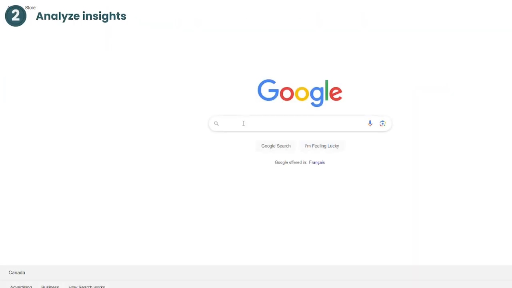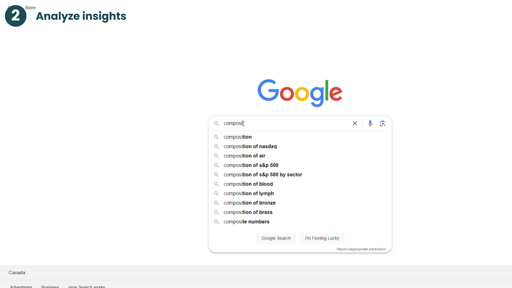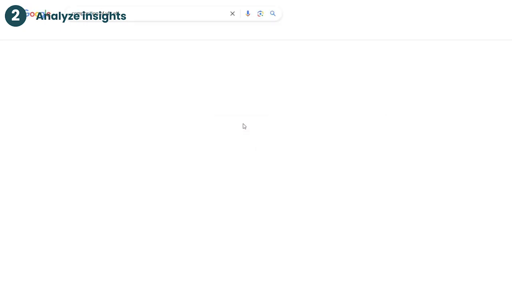How we can analyze insights for one particular stock. In this case, let's talk about VFV. So you can start searching on Google, you can search for composition of the VFV ETF, and you can click the first link that you can see.